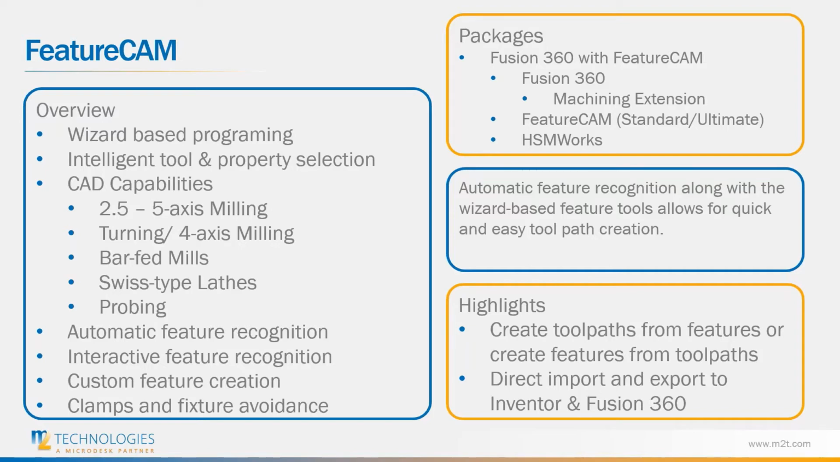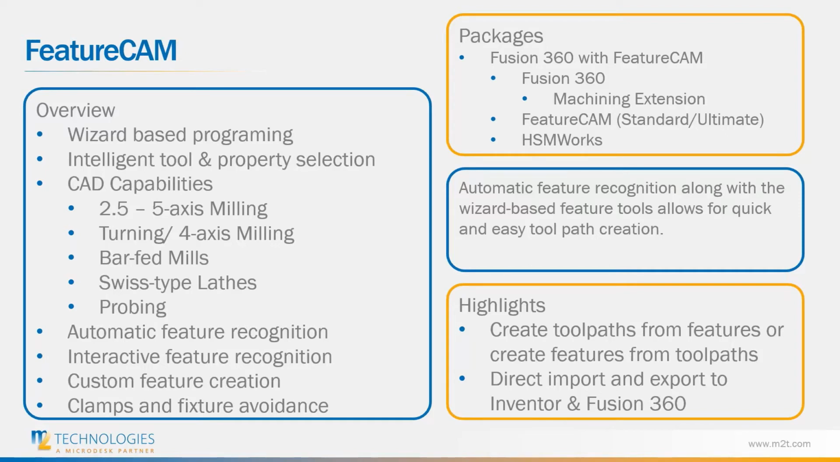And lastly, it has the ability to not only include the clamps and fixtures, but it has systems for avoidance. So not only does it detect any collisions, but it also can help alter the machine path, the tool path, in order to avoid collisions.